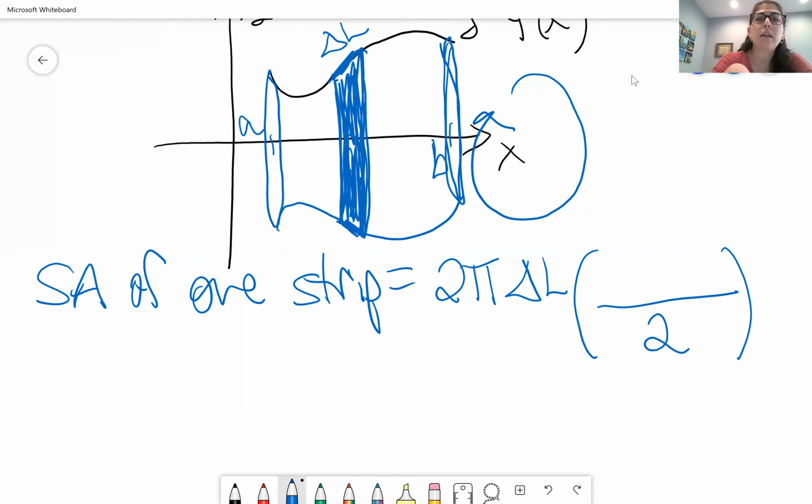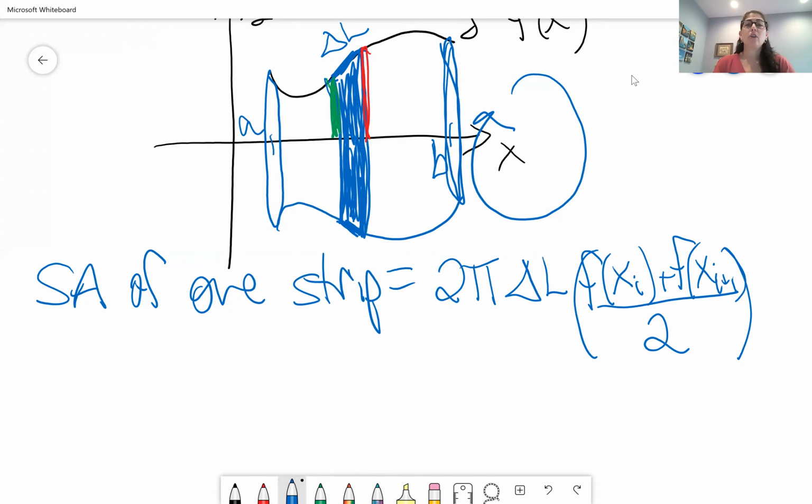And the radii here, let's see if I can show you in another color. One radius, the green radius, is on this side. The red radius is on this side, and those radii are really just the function values. So we have f of xi plus f of xi plus 1, 2 pi delta L times the average of the radii. So first of all, what is delta L? We need to figure out what delta L is.